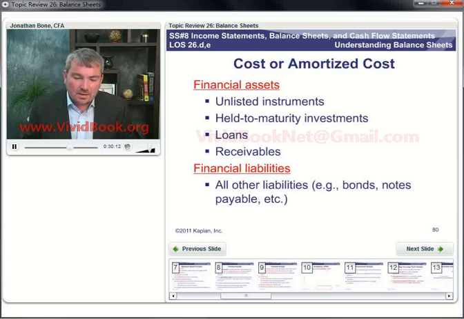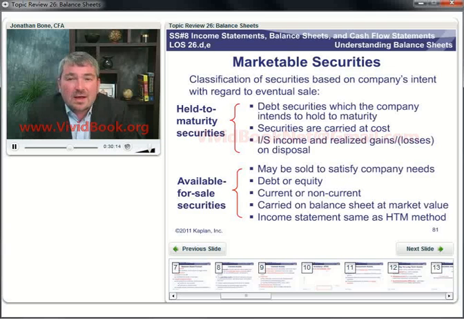Now, we are asked to talk about the classification of marketable securities. We'll see it in overview really at level 1, and then we'll drill down in some more detail at level 2. Now, marketable securities are classified according to 3 classifications that are based on the intent with regard to eventual sale. We have held to maturity, available for sale securities, and then finally trading securities.